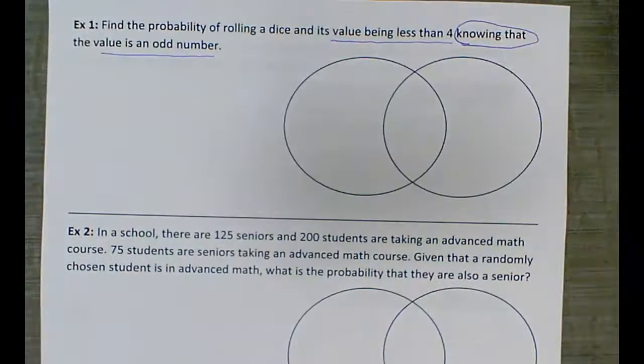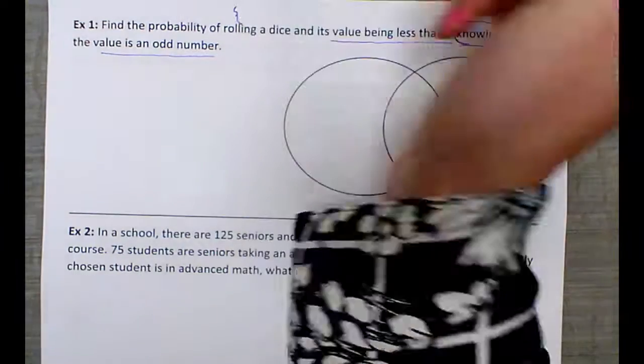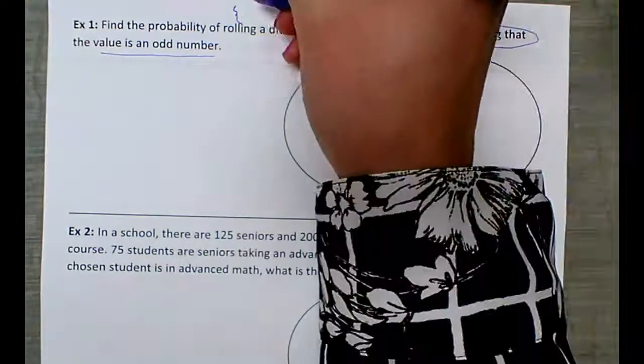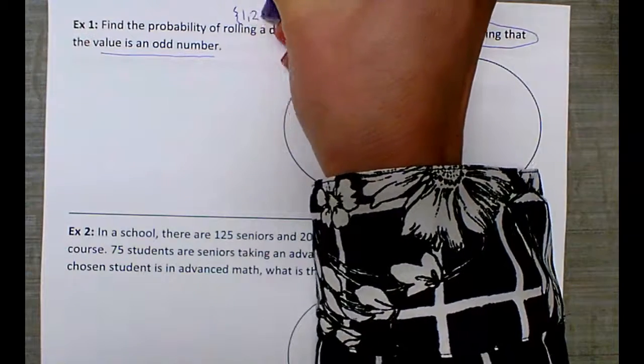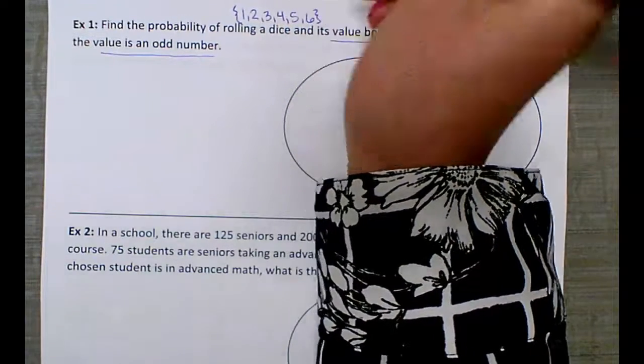So those are our two events, the value being less than 4 and the value being an odd number. Now we're talking about rolling a die, and it doesn't say how many sides, so we are going to assume that it's a typical die with 6 sides and it's fair, meaning one side isn't weighted any more than the other. So we're not cheating here. So the sides of the die are 1, 2, 3, 4, 5, 6. Those are the typical sides of a die.